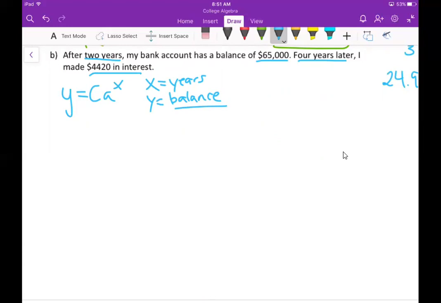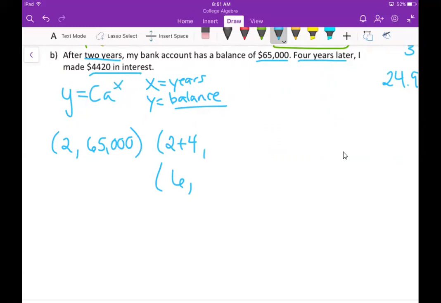So the first sentence gives a pretty easy point to use. We see that after 2 years, we have $65,000 in the account. Now the second point is a little bit harder because it says 4 years later. After 2 years, we have $65,000. Then 4 years after that, so the next point that we want to look at says, okay, 2 years have passed, 4 years after that, so that's 6 years into this account being left alone to collect interest.